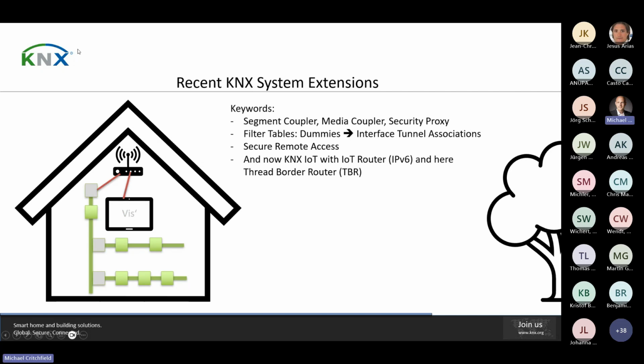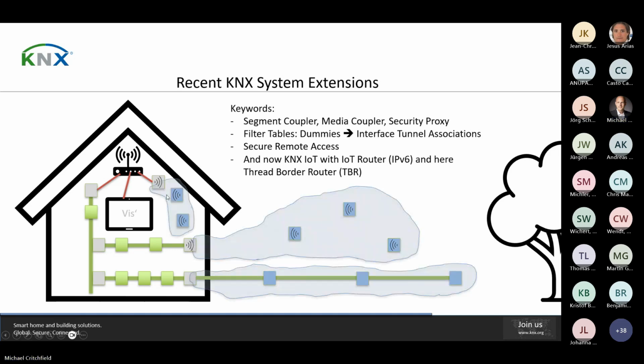Yeah, looking at the time, we've had, of course, recent KNX system extensions. You know about segment couplers, you know about media couplers. We have security proxy. I'm showing some examples here with the security proxy, where I have security domains in these blue bubbles. We have maybe IoT up here, RF multi here, and twisted pair with secure devices here. And with this IoT now, that's what this is supposed to depict. We now also have, of course, maybe an IoT router with included thread border router in this case.